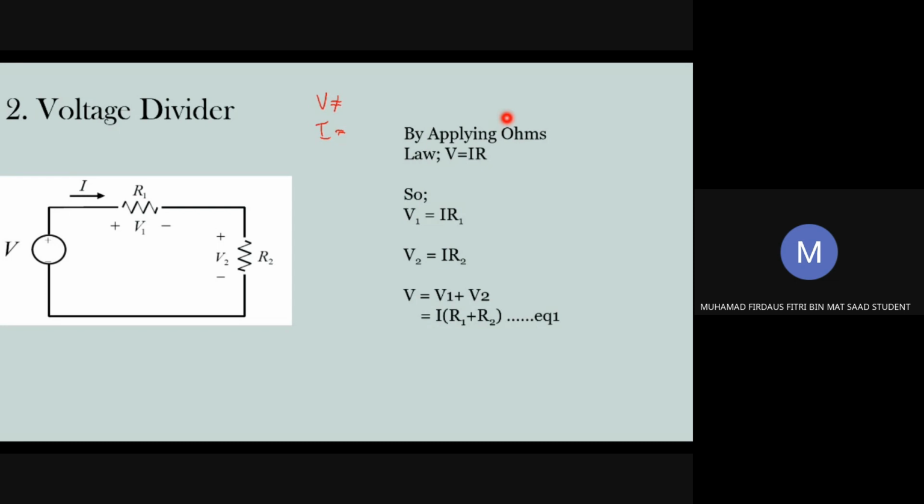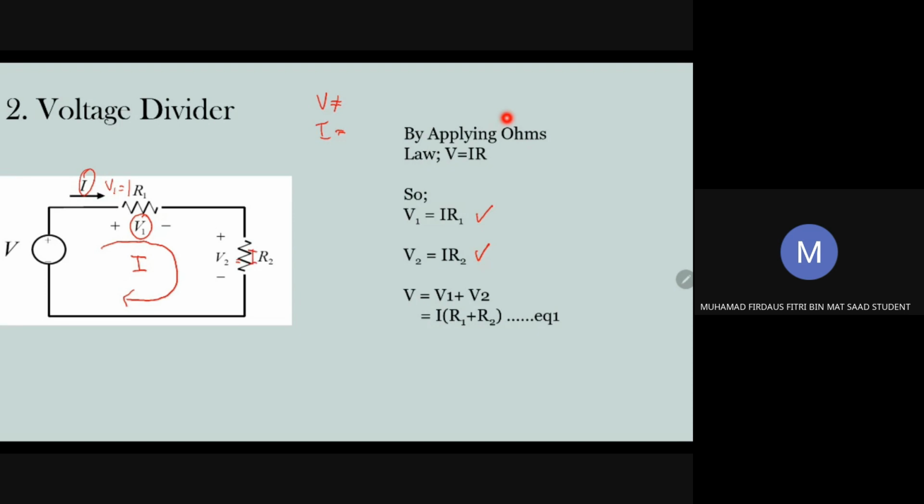For this example, V equals I1 R1, or V1. So this one is V1. V1 equals I, which is I over here, times R1. So voltage V1. V2 equals I R2, because you are using the same I across these two resistors R1, R2. So the same I, you use the same I. V2 equals I R2.